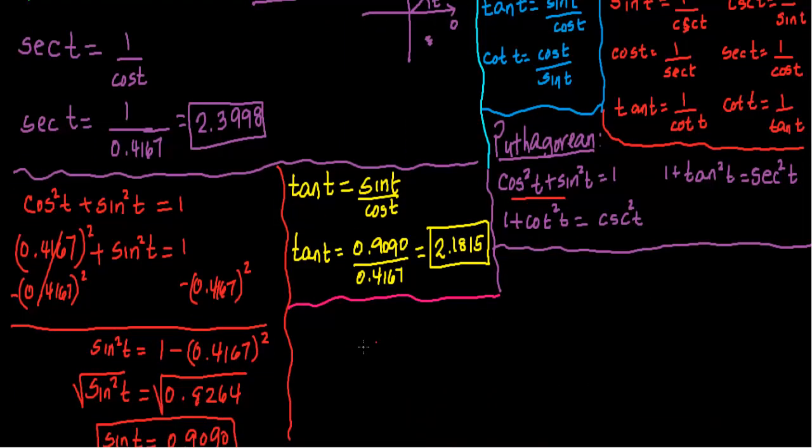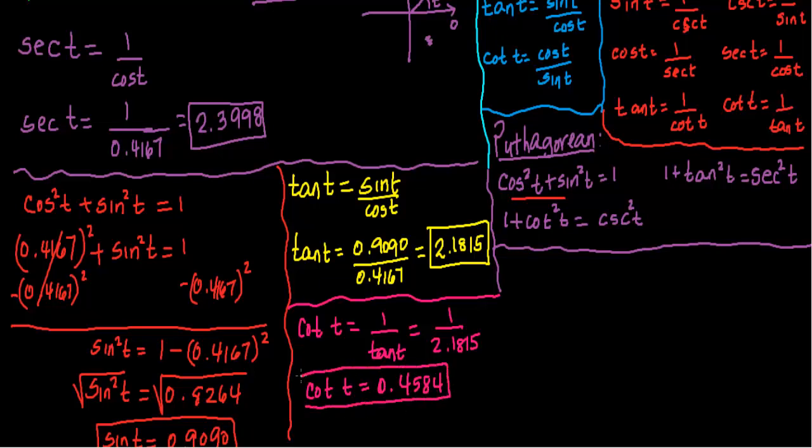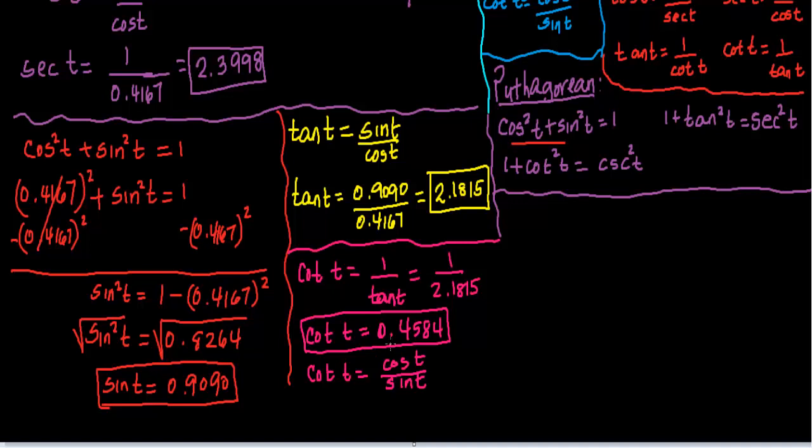We found tangent. If I have tangent, it's very simple to find the cotangent, because cotangent is 1 over tangent, right? Cotangent of t is equal to 1 over tangent of t, and that equals 1 over 2.1815. So the cotangent of t is equal to 0.4584. Now there's another way to find cotangent of t, which is cotangent of t is equal to cosine of t, which we have, over the sine of t. Okay? And you should get the same answer. You can try it and check if you get the same answer. It should be equal. Okay?